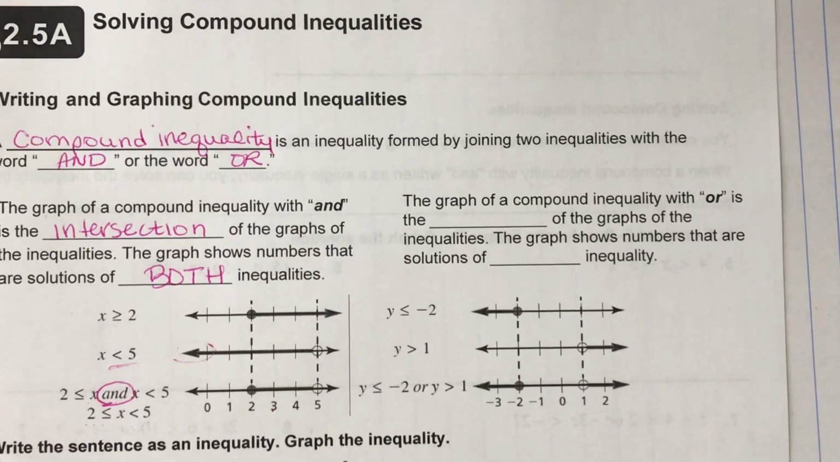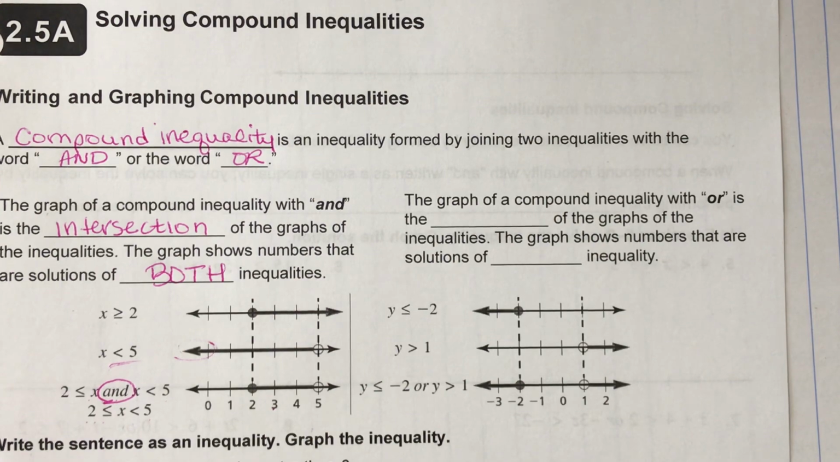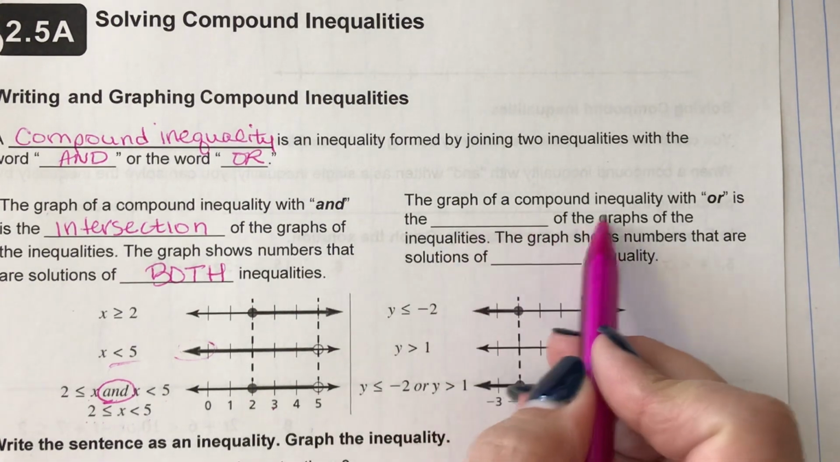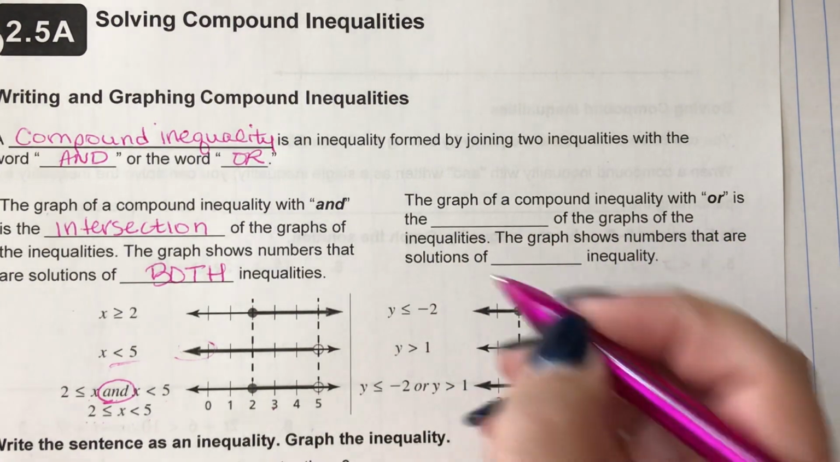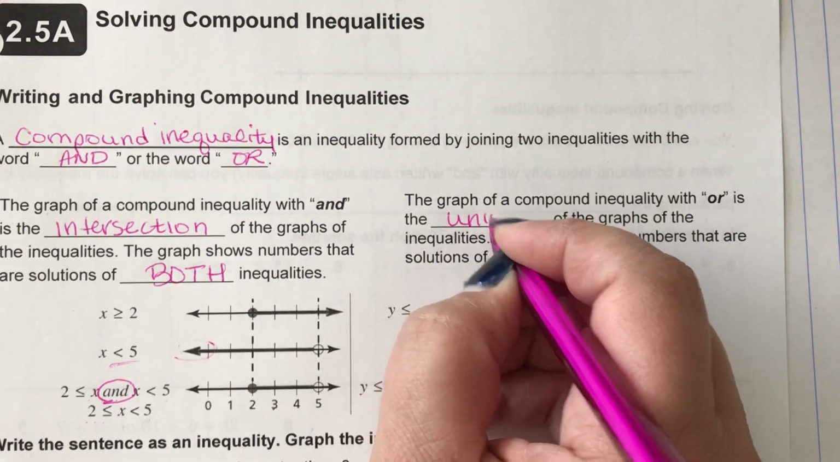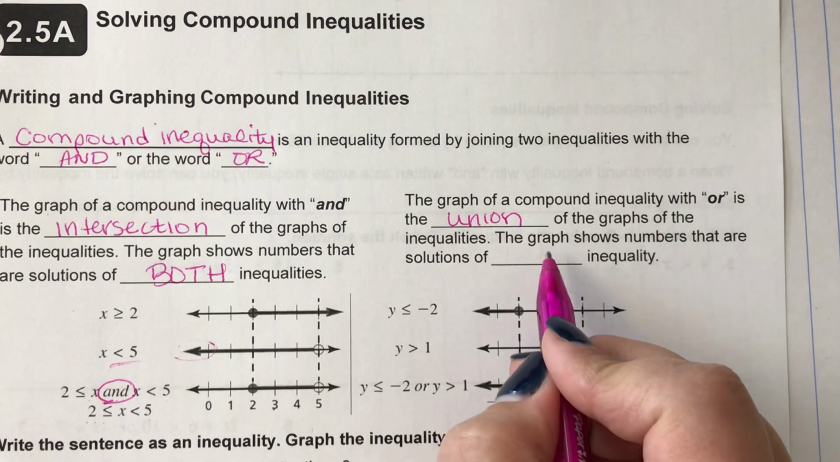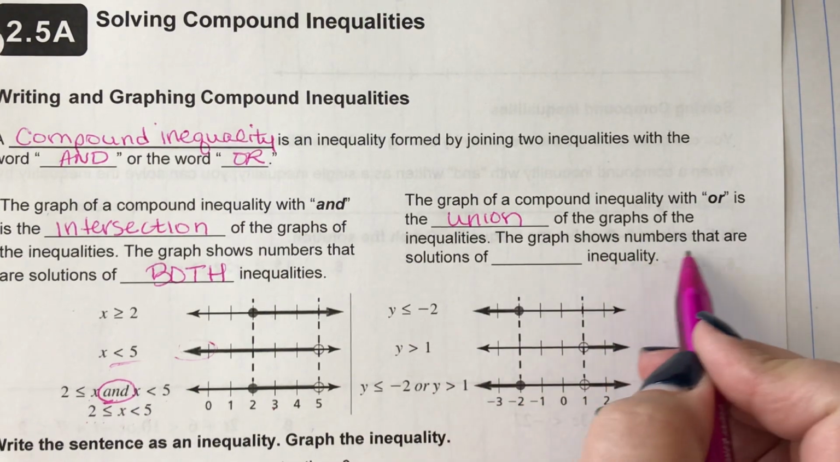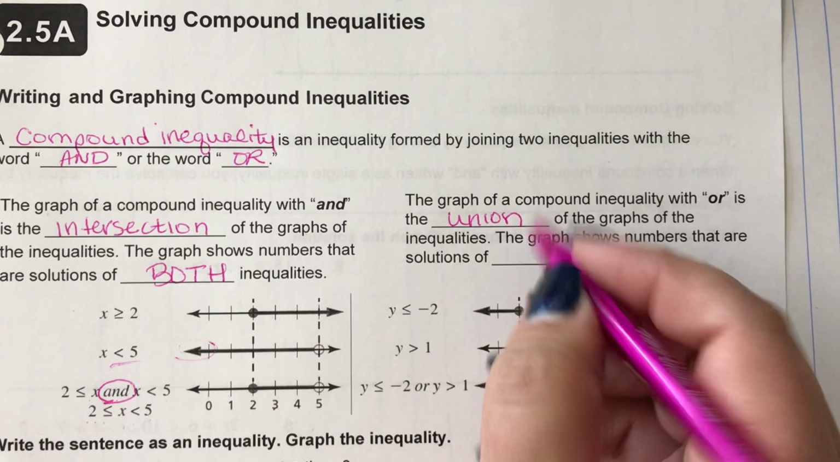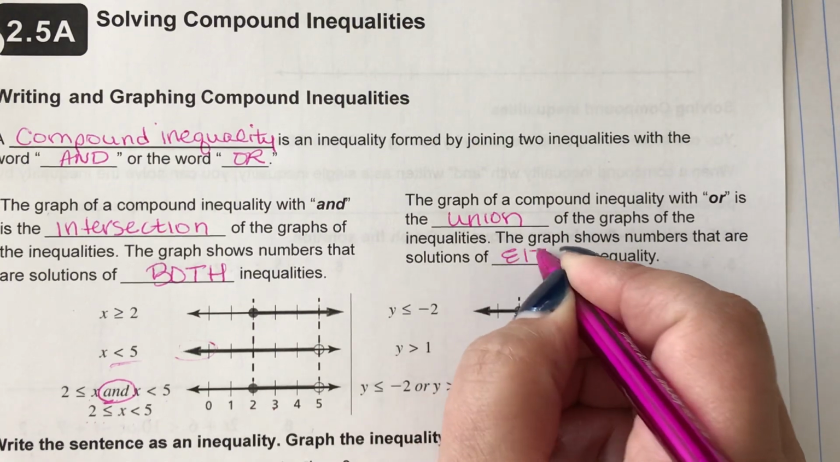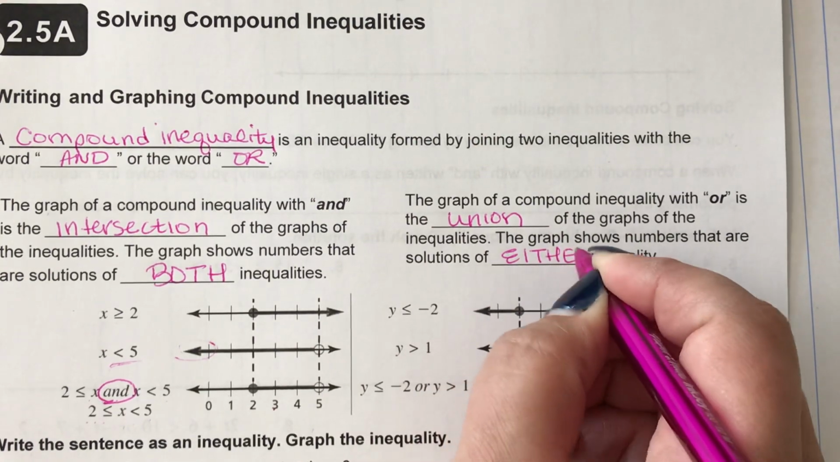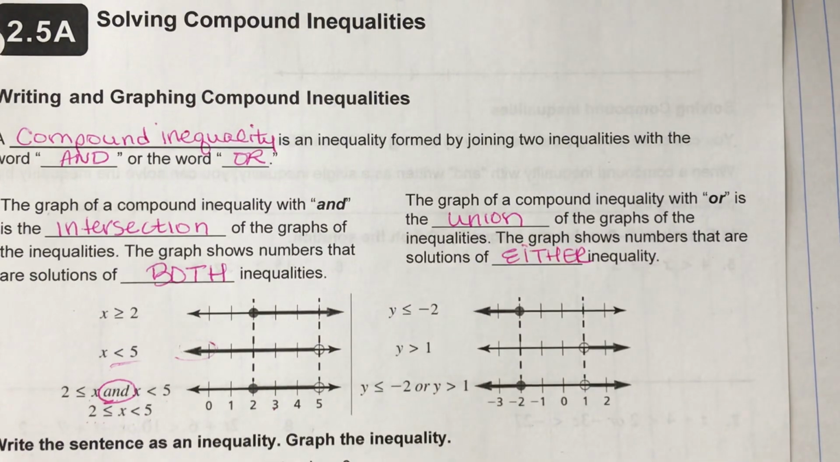Okay, the other type of compound inequality statement is the or statement. And the graph of a compound inequality with an or is just the union of the graphs of the inequalities. Okay, and the graph for these, it's just going to show us the numbers that are solutions to either one. It does not have to be true for both, as long as it's true for one or the other, okay?